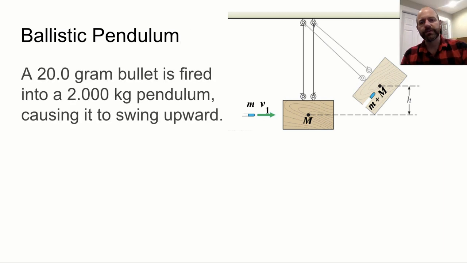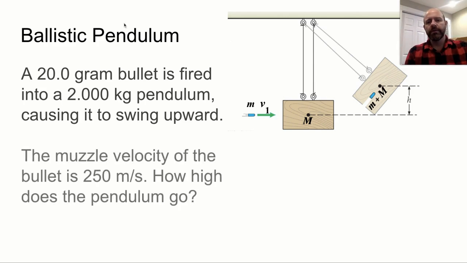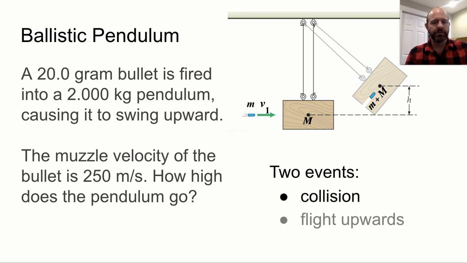So we can solve one of those problems, like this. A 20-gram bullet is fired into a 2-kilogram pendulum, causing it to swing upward. We know we're going to start with something we know on this side. The muzzle velocity of the bullet is 250 meters per second. How high does the pendulum go? Well, again, two events. There's a collision followed by the upward swing.